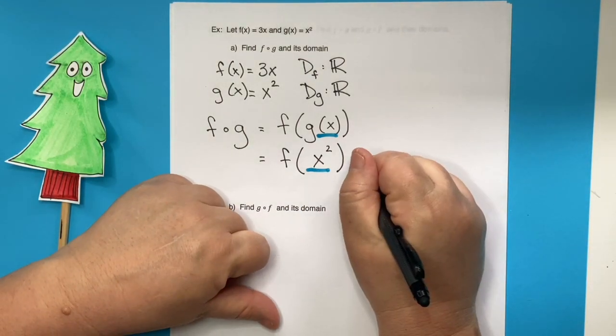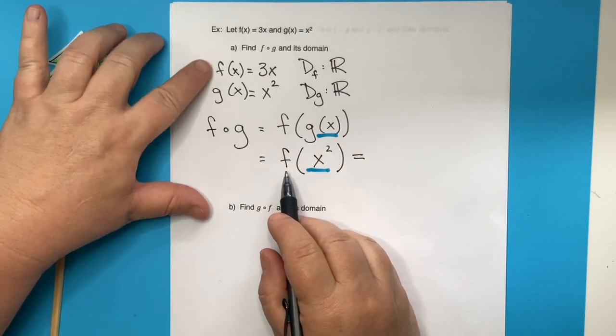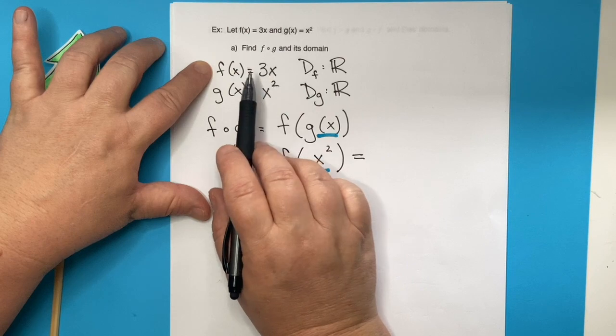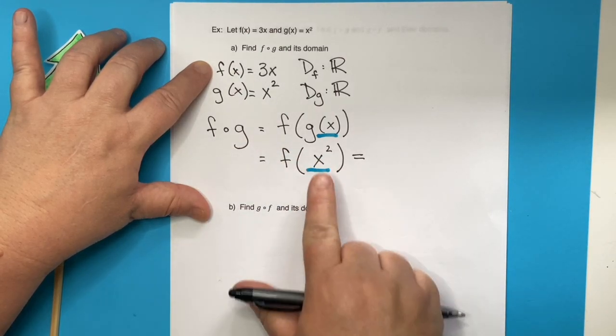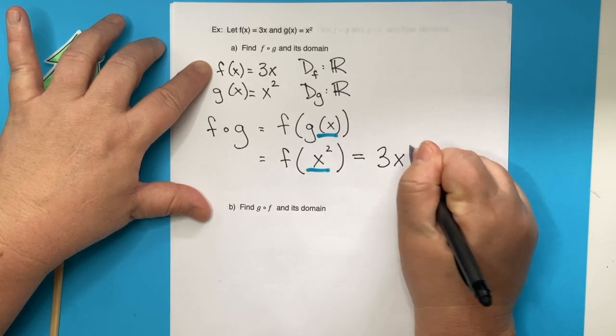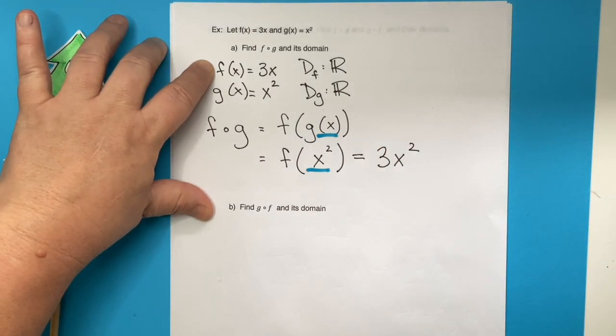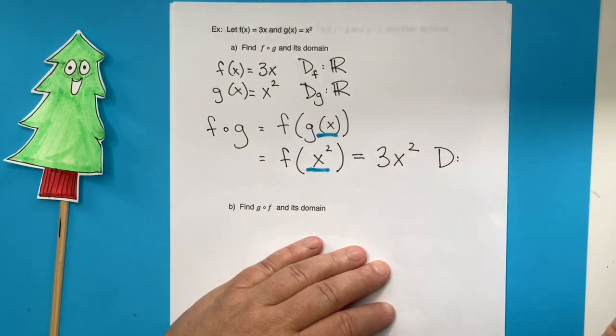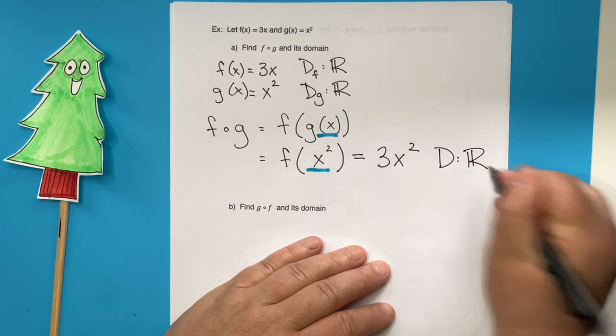Then I have to think, what was the rule for f? The rule for f was whatever it gets in, it spits out 3 times that thing. So if it's getting in an x squared, it's going to spit out 3x squared. And the domain of 3x squared is, again, all real numbers.